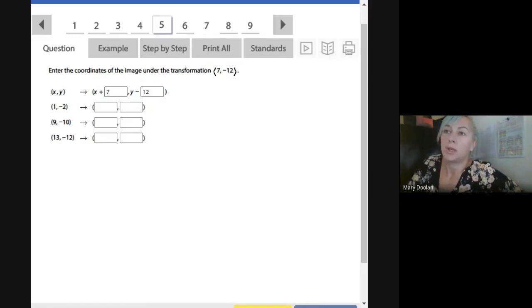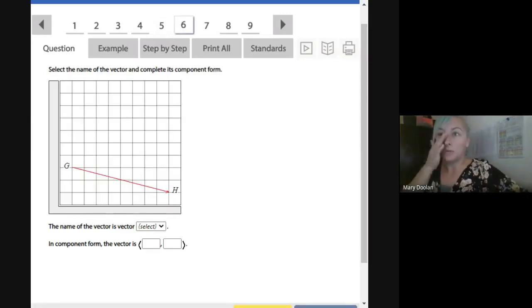So as you go through the specific ordered pairs now, you're going to do this rule, and you're just going to keep repeating. So the x coordinate, whatever it is, you add 7 to it. 1 plus 7 is 8. And then -2 is your y coordinate. So you're going to subtract 12 from it. -2 minus 12, that's like adding two negative integers. It's -14.